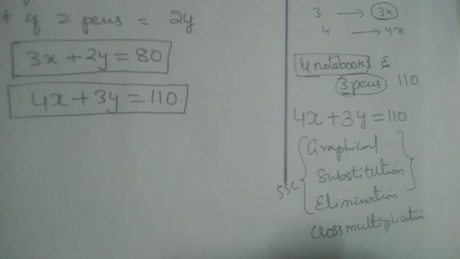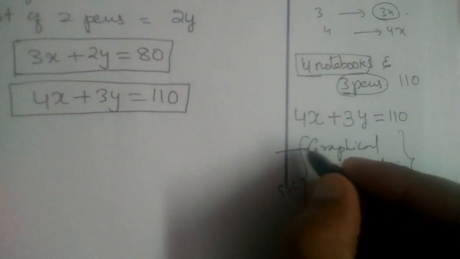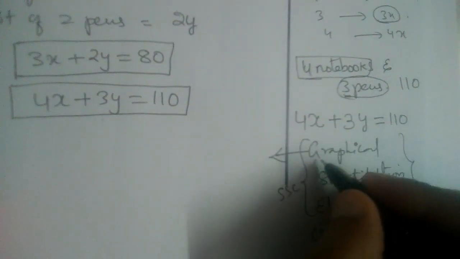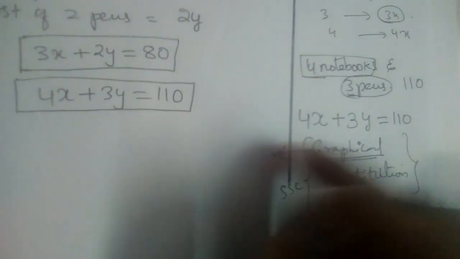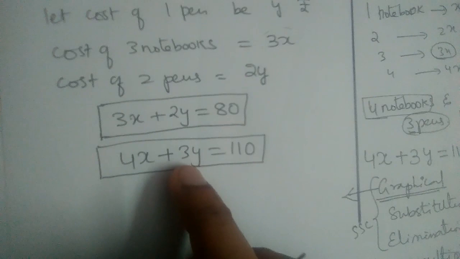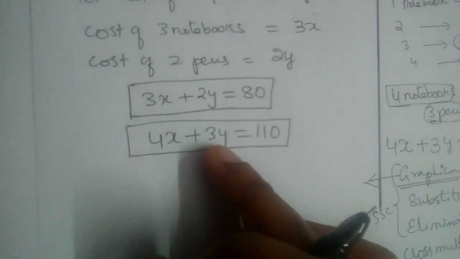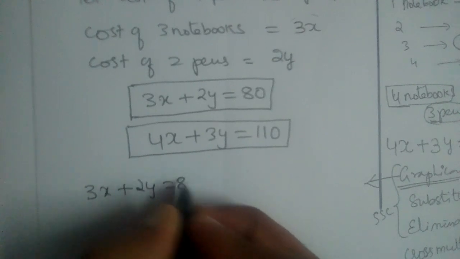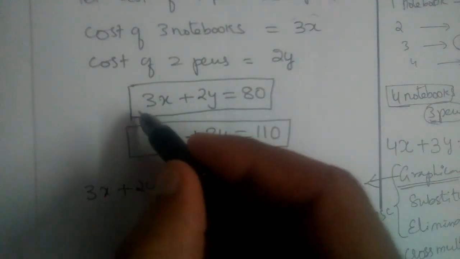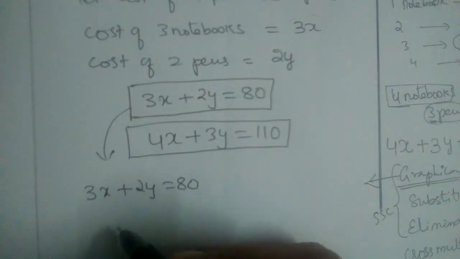Cross multiplication method. But in this video we will learn about the graphical method. Let us solve this using the graphical method. Now we have 3x plus 2y is equal to 80. Let us solve this first.